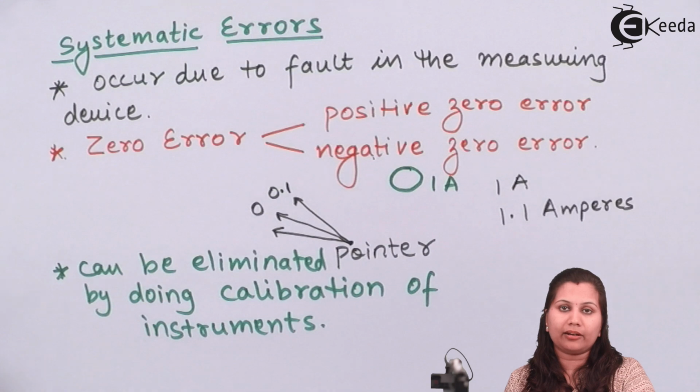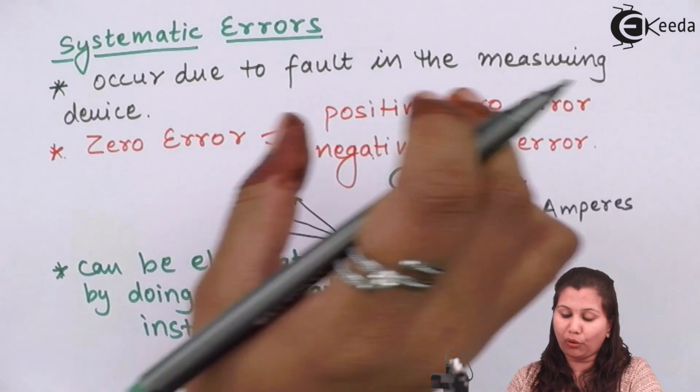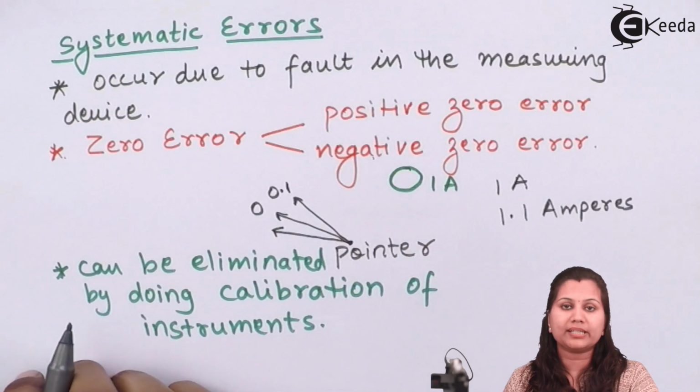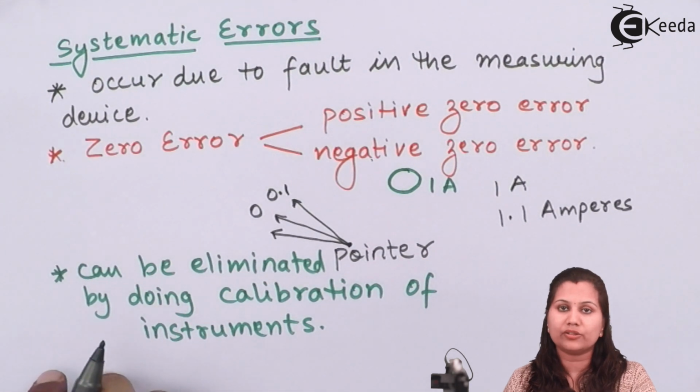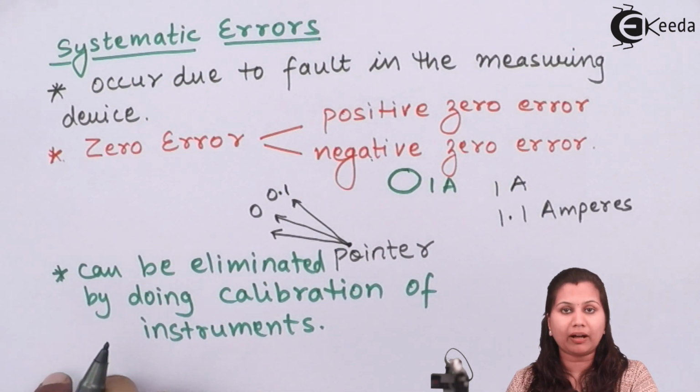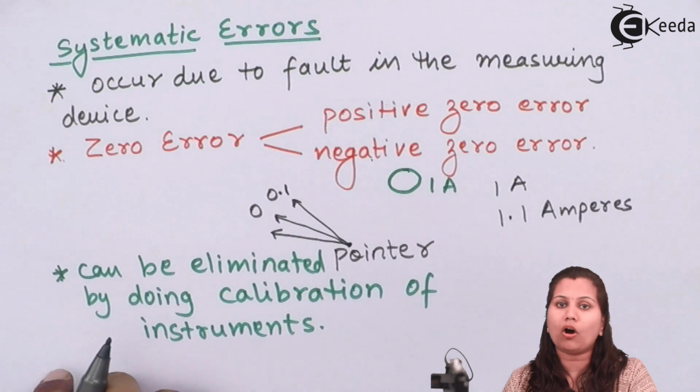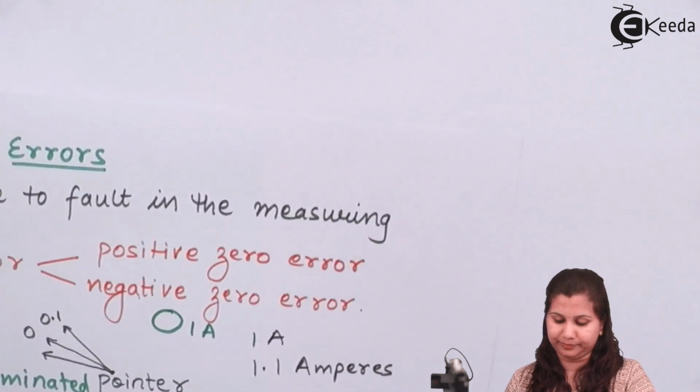Now, systematic errors, because they occur due to a fault in the measuring device, can be of three types. One is the instrumental error, second is the environmental error, and third is the observational error. So, starting with the instrumental error.